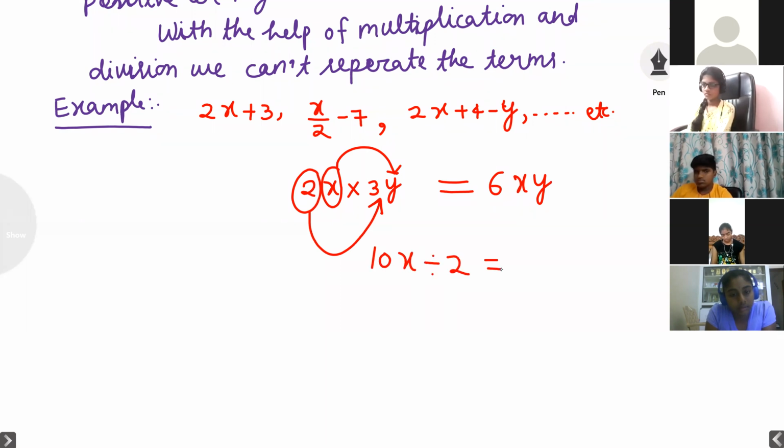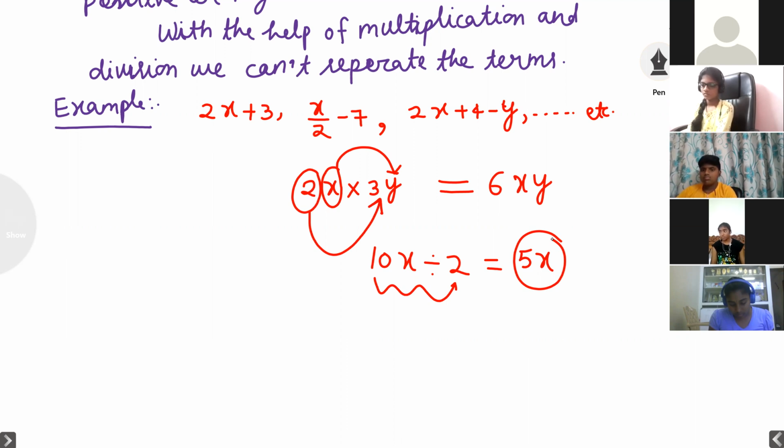Now you are looking here, 10x by 2 is 2 terms. When I divide, it will become 5x. Actually, it was 2 terms. When I have divided, the answer has come 5x. This is the single term. That's why I have given this concept: with the help of multiplication and division, we cannot separate the terms.